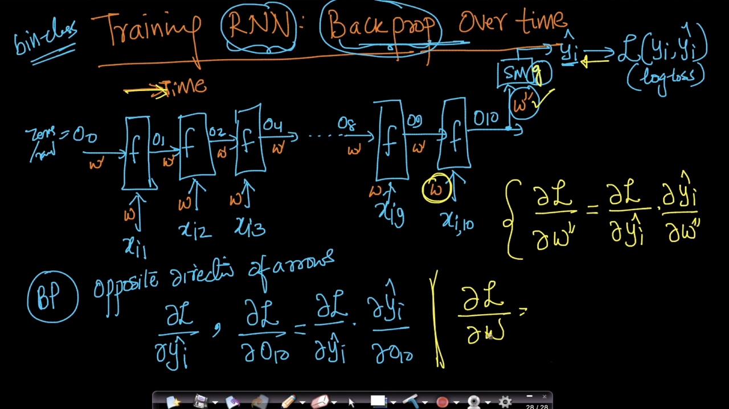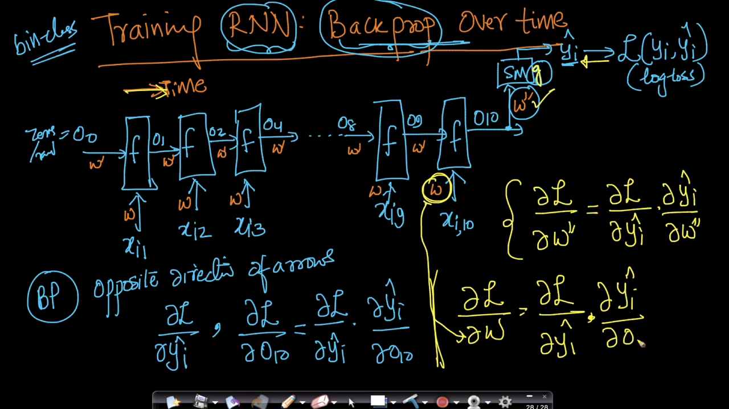Just reverse the arrows. The derivative with respect to this W will be the derivative of L with respect to yi hat, and your yi hat depends on O10, so multiplied by the derivative of yi hat with respect to O10. Your O10 depends on W, so the derivative of O10 with respect to W. That's it. Now you modify this W. Similarly, you can write it for W dash also.